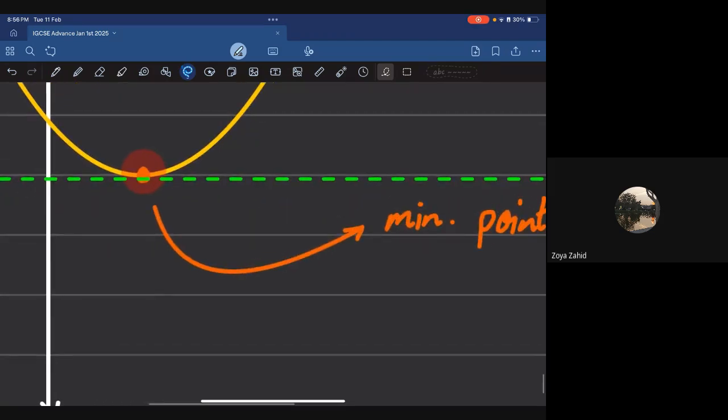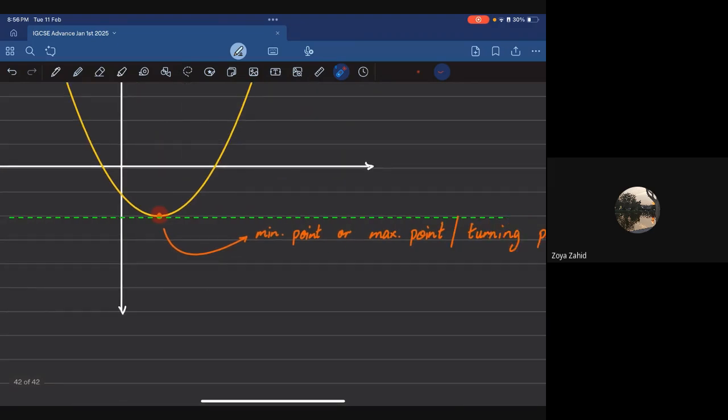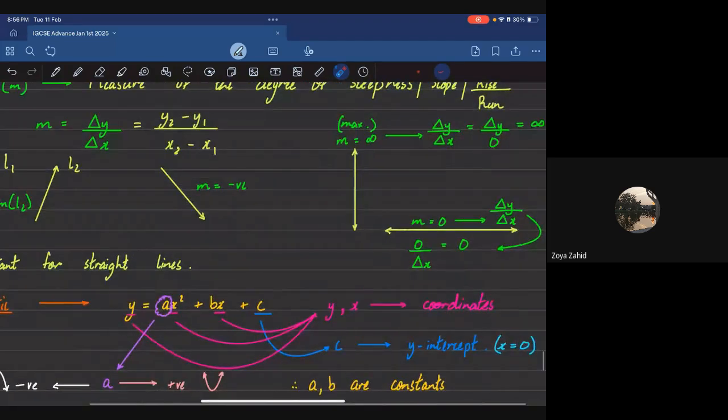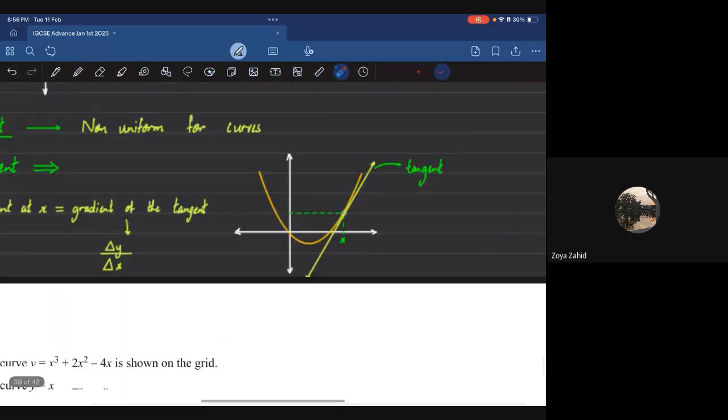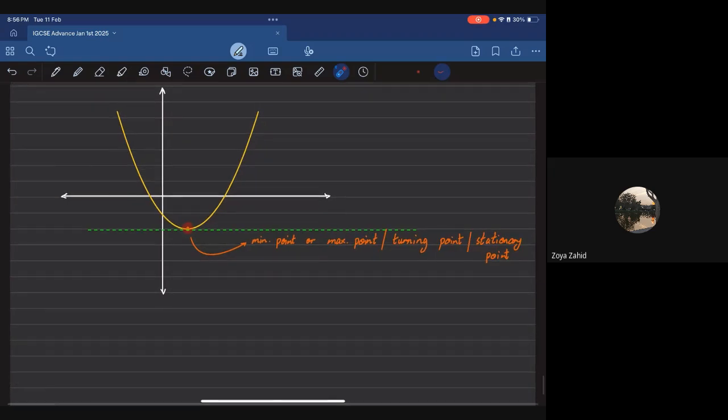Let's just zoom in and see that this is very accurately drawn. The tangent is touching this point, and we already know that a perfectly horizontal line, we saw this a few classes ago, has the gradient equal to 0. So the minimum or the maximum point or the turning point or the stationary point, at this particular point, your gradient is equal to 0. Is this clear, guys? At this particular point, your gradient is equal to 0.